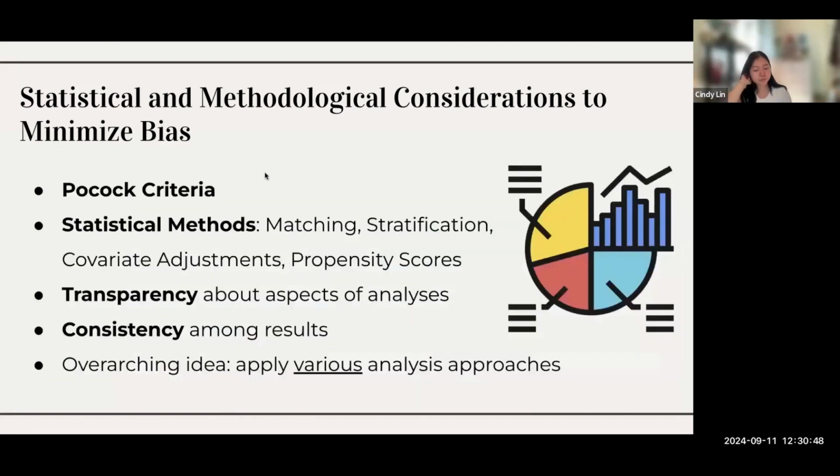Other than the Pocock criteria, other considerations include using statistical methods such as matching, stratification, covariate adjustments, and propensity scores to adjust for the baseline imbalances between the treated and external control groups. And of course, there's also an element of transparency that is really important, especially about critical aspects of the analysis, such as the exclusion of subjects and the handling of missing data.